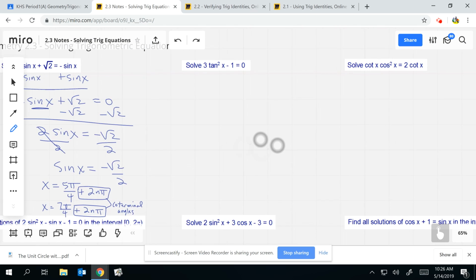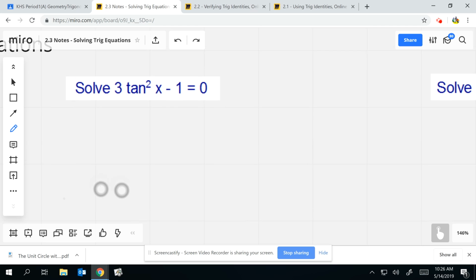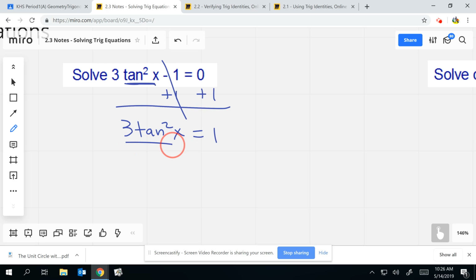So if you look at number 2 here, the second example, again, they just say to solve it. There is no interval or anything like that. So we want to get tangent by itself. I would add 1 to both sides. That's going to cancel out. You're going to get 3 tangent squared equals 1. You're going to divide both sides by 3. So you'll get tangent squared equals 1/3.